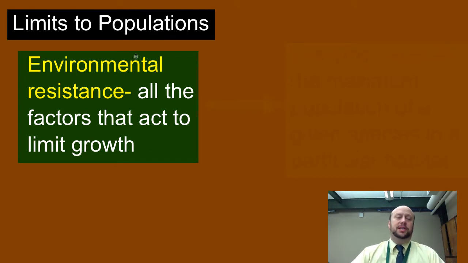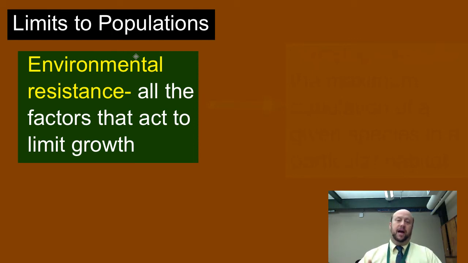So we call these limits to populations, we call this environmental resistance, that there are all kinds of factors that are going to limit growth. Again, think about the abiotic factors. Think about things like sunlight and water and nutrients for plants. And then for animals, think about their food sources. How are they going to be able to acquire their food sources? Are they going to be able to mate? For plants, is there going to be wind to be able to carry their seed, or do they have to have some other adaptation that allows that to happen?